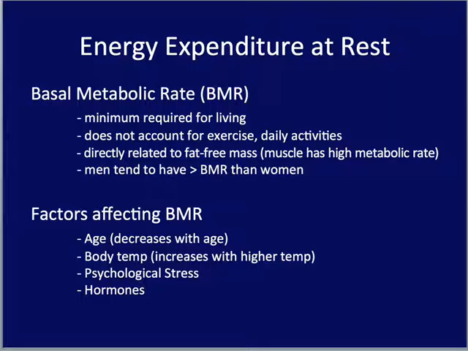And muscle has a high metabolic rate, and this is one of the main reasons why men tend to have a greater BMR than women. Men have more testosterone, therefore they have a much greater muscle mass, and the body needs to utilize more energy to maintain that mass, so therefore they have a higher metabolic rate.